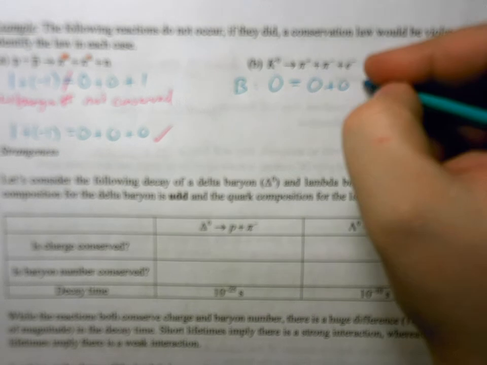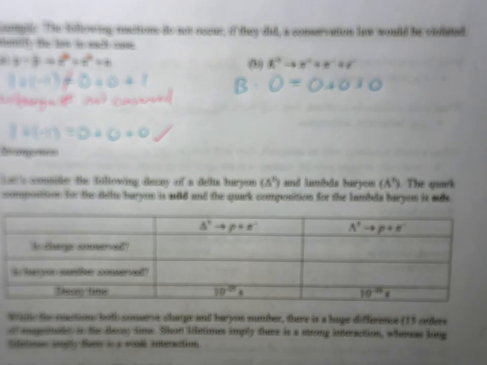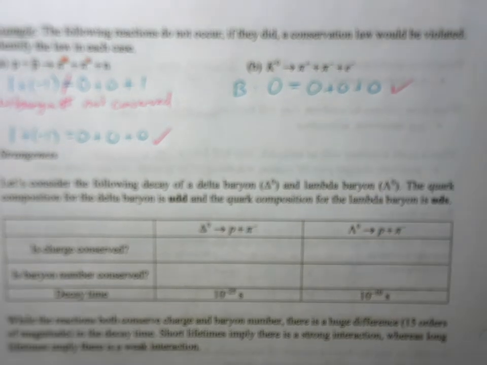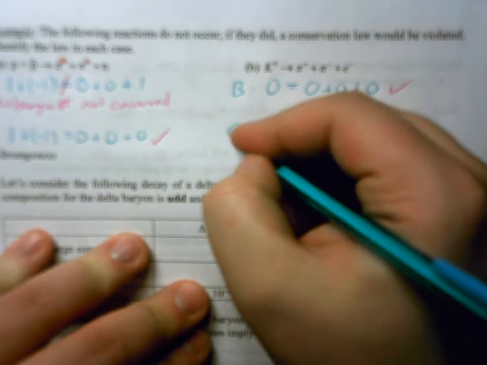Electrons are not made up of quarks, so if there's no quarks, no baryon number. Well, in this case, the baryon number is conserved. We have 0 on the left side, we have 0 on the right side. So the baryon number is conserved. That is not the one that's violating our conservation rule. Let's have a look at charge instead.